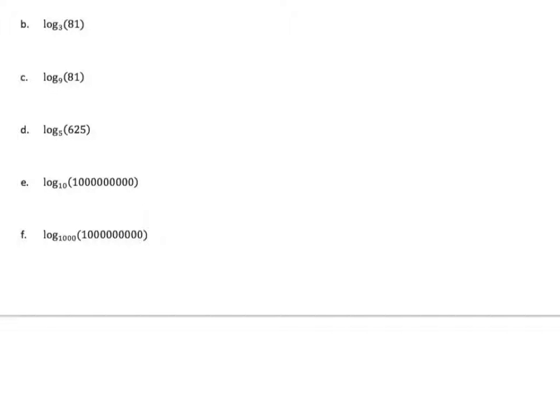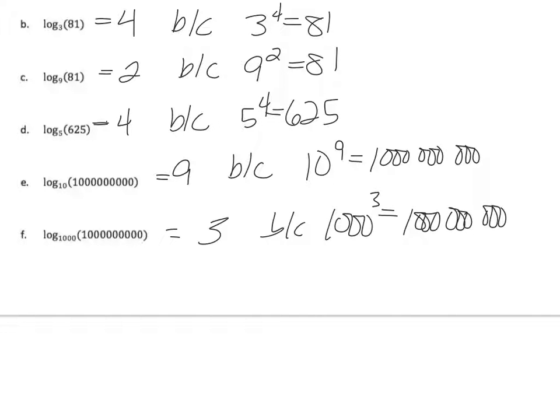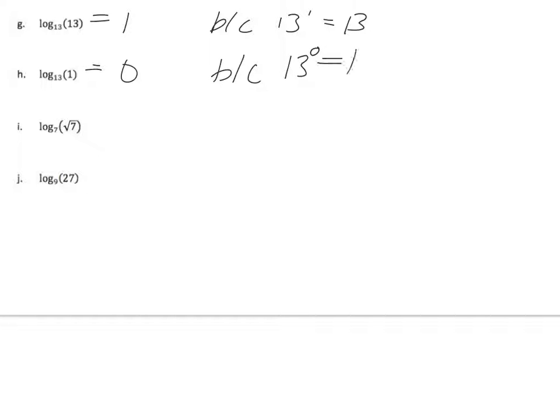Try these next ones and go ahead and write your "because" statement. All right, check these out. You can push pause and look at them. I'm going to move on. Okay, next we have these. I've got 1 because 13 raised to the first power is 13. Duh. I have 0 because anything raised to the 0 power is 1.